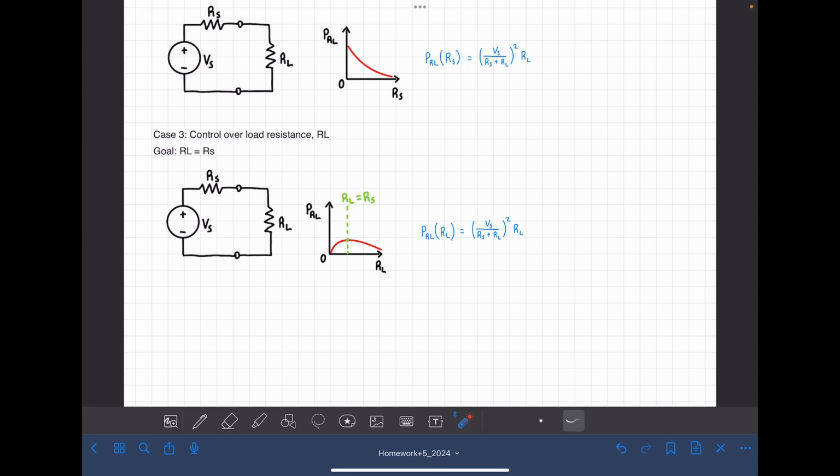So for all the circuits that we're going to be doing, we are trying to set our load resistance to be equal to our source resistance, because we know at that point we will have the maximum power transfer to our load. So let's go ahead and jump into some examples.